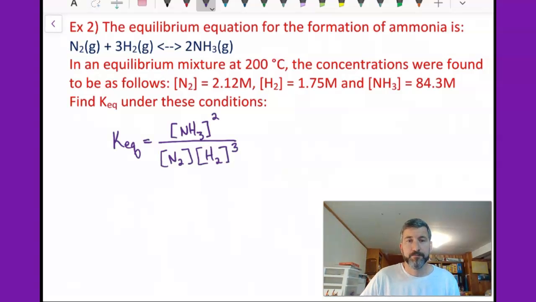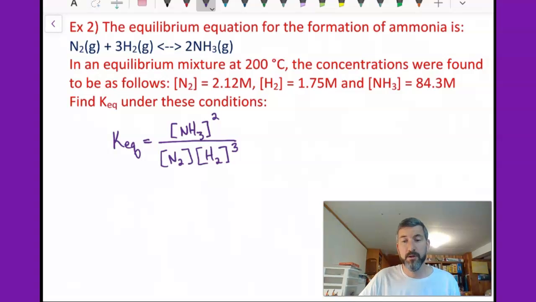Okay, there we go. So you should have come up with something like that with my products on top. And again, to the 2nd power because there's a coefficient of 2 for my NH3. To the third power for the hydrogen because there's a coefficient there. But there's no coefficient in front of N2, so it's just 1.